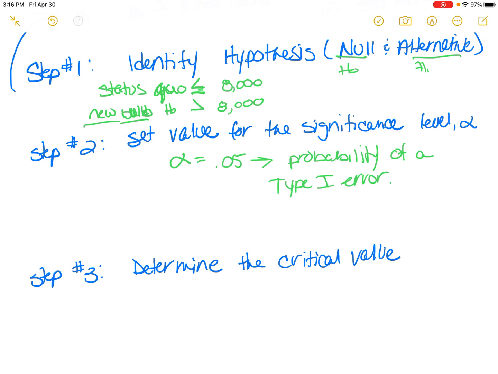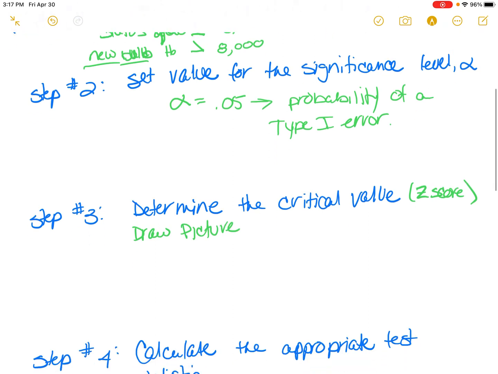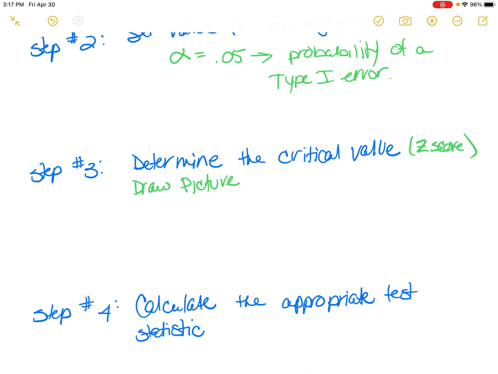So step three is to determine the critical value, which is the z-score. And I'm going to draw the picture because I like to draw pictures. I've been doing this for 30 years and I still draw pictures because it helps me think about it logically.